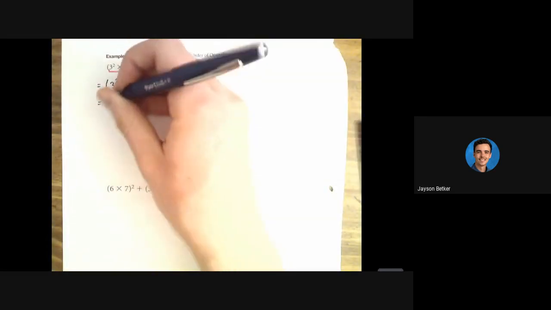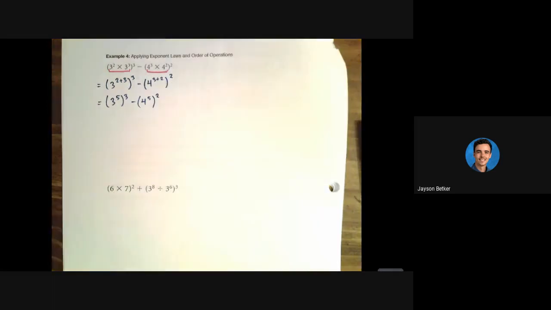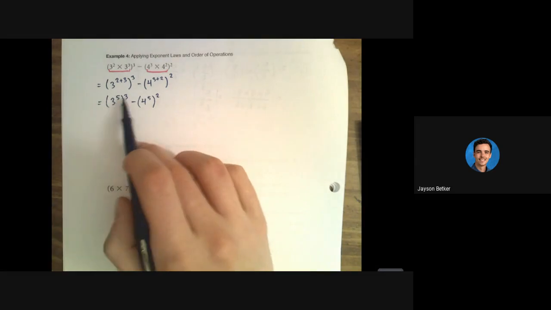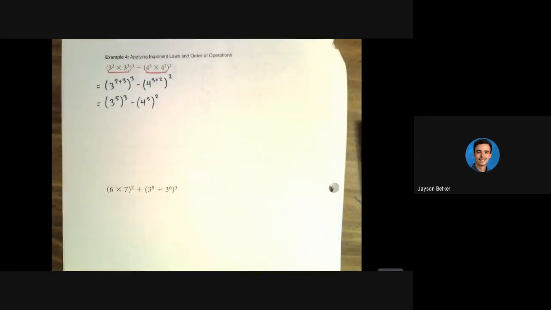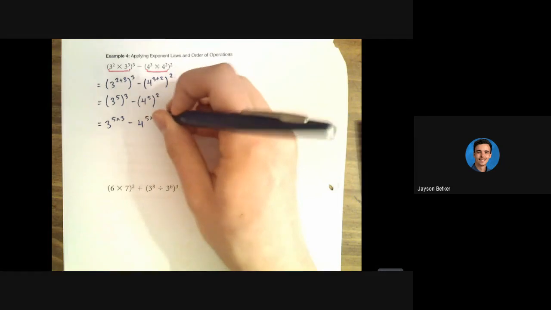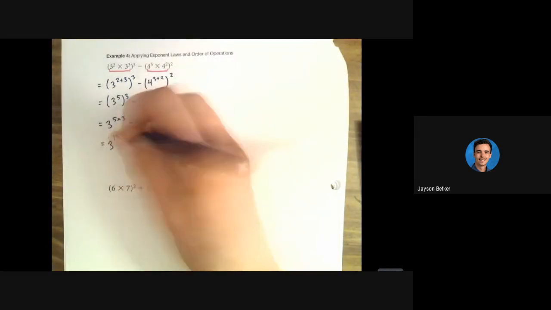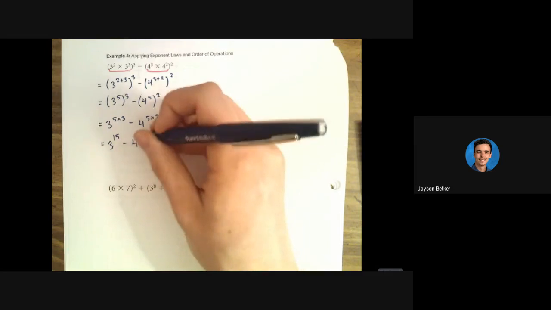What that ends up looking like, if I add these, is (3^5)^3 minus (4^5)^2. And we just learned in our notes today, what do we do with these? We multiply them. So this becomes 3^(5 times 3) minus 4^(5 times 2). Evaluate that. That should be 3^15, since 5 times 3 is 15, minus 4^10, since 5 times 2 is 10.